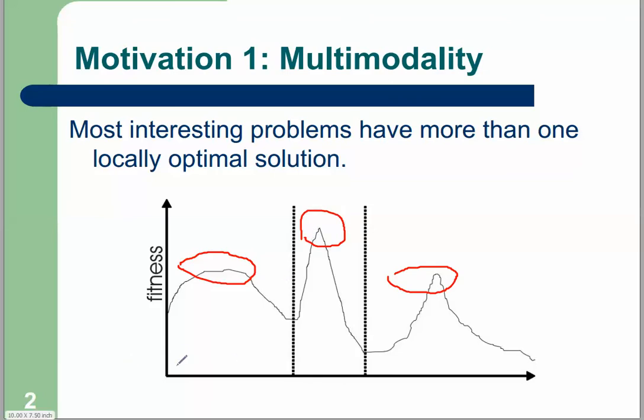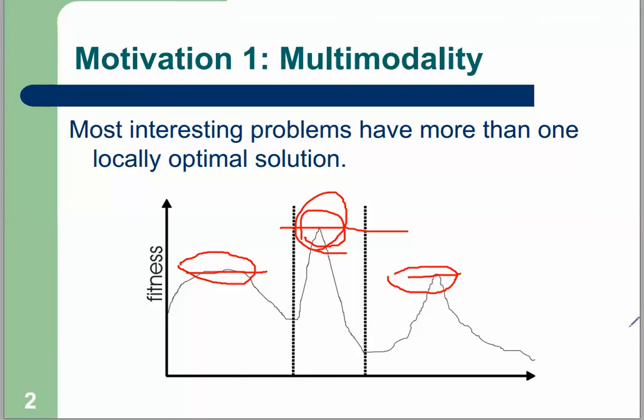For example, in this graph, we have one best solution here. It is a maximum value of fitness. But we have another two very good solutions. This type of EA problem is named a multimodal problem.